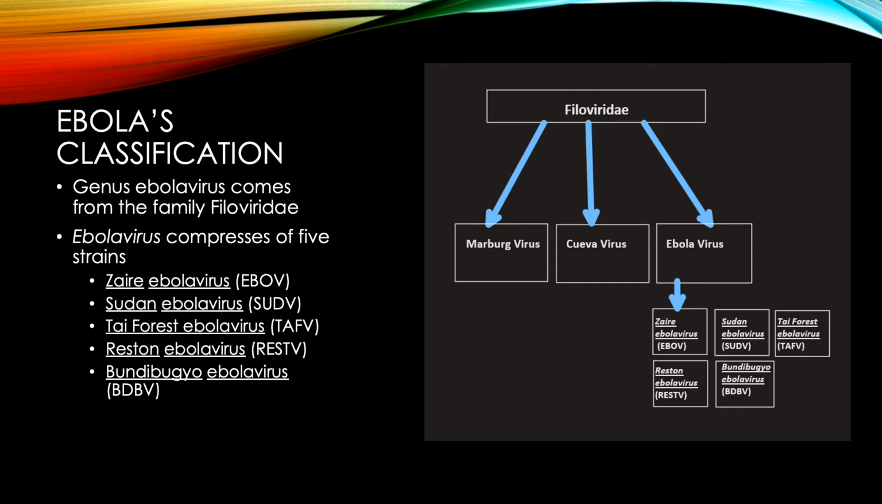The EBOV, Sudan, Taï Forest, and Bundibugyo viruses are known to cause disease in humans, unlike the Reston virus. The Reston virus is usually known to cause disease in non-human primates and pigs, but not in humans. There is another type of Ebola virus called Bombali virus, but it's mainly found in bats, and there is no scientific evidence that it may cause disease in animals and humans.